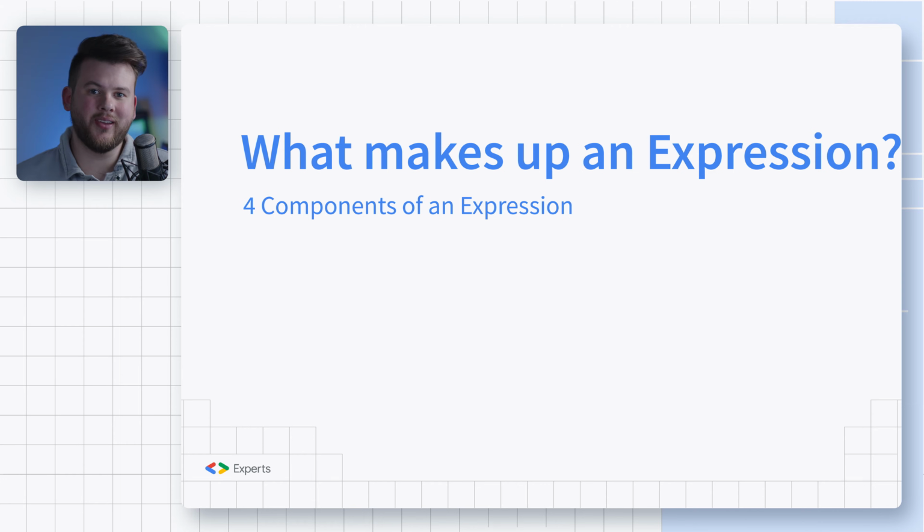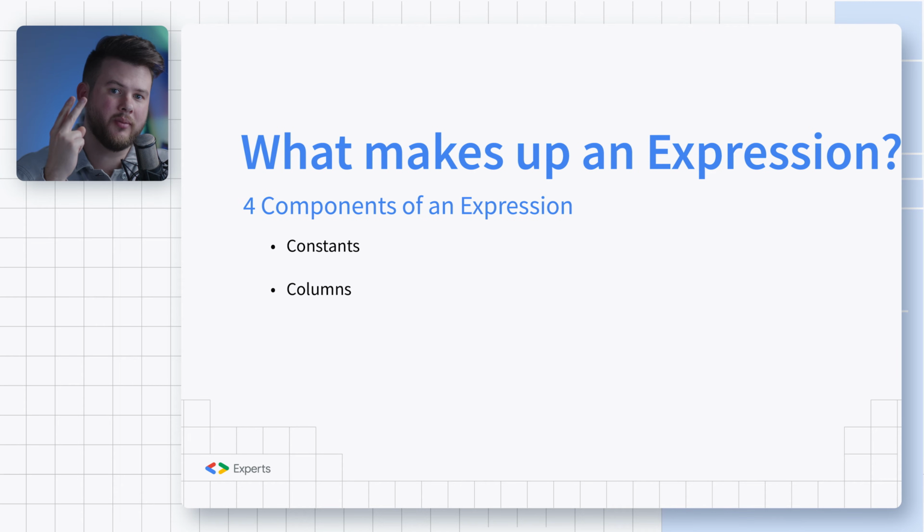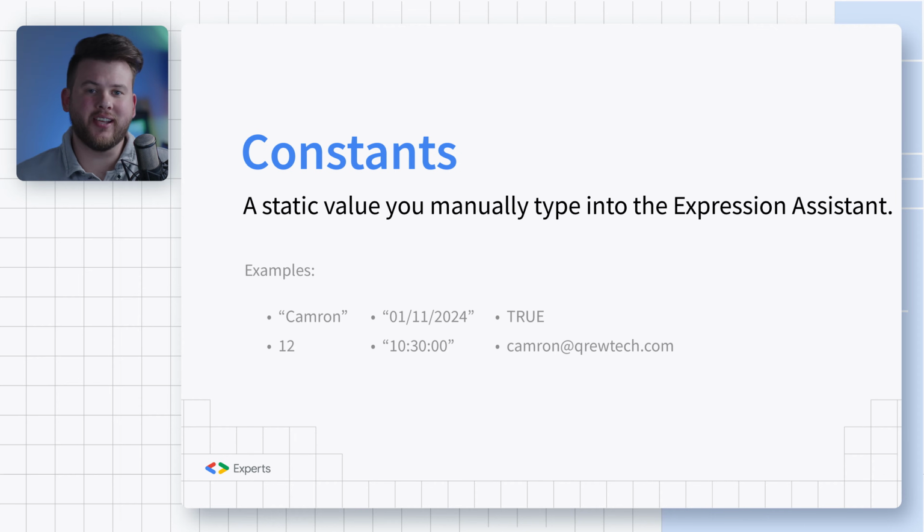All right, let's dive in. What makes up an expression? You'll find expressions are made up of 4 components. There's constants, columns, operators, and functions. Constants are a static value that you manually type into the expression assistant.